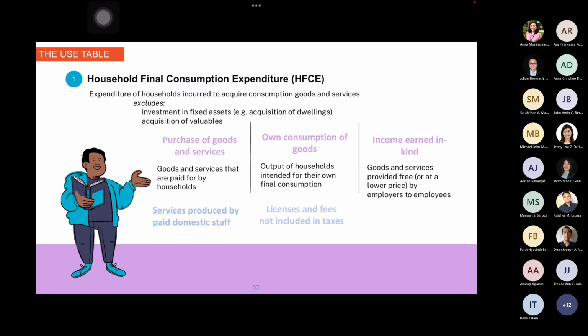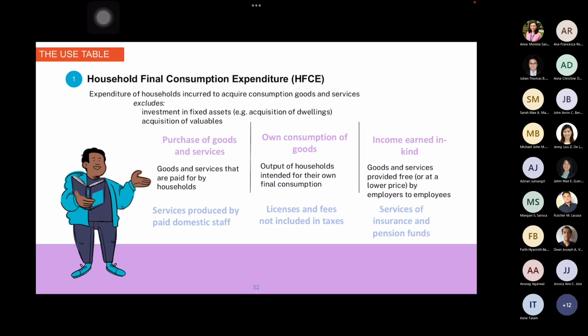Another would be licenses and fees not included in taxes. So in some countries, there may be households that are required to pay a license or other types of fees to the government. And in some cases, when the level of the fee is provided to the government, it may be classified as a service and is not a tax. But this will really depend on the country.